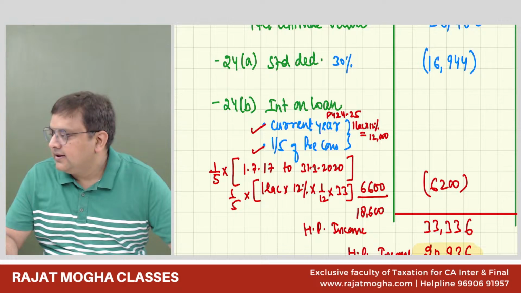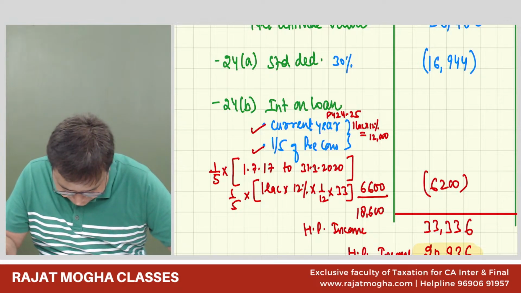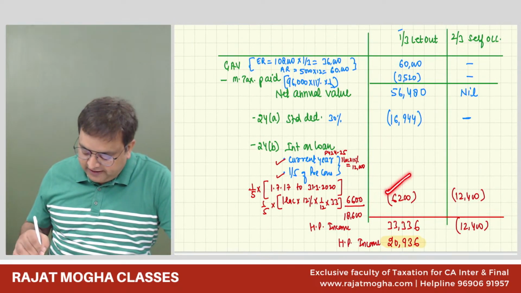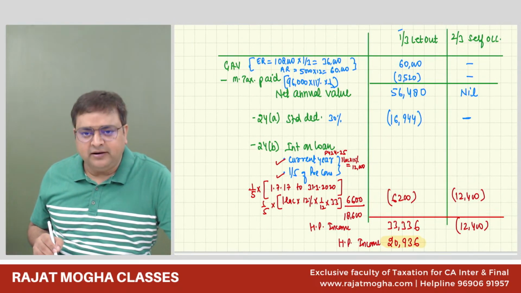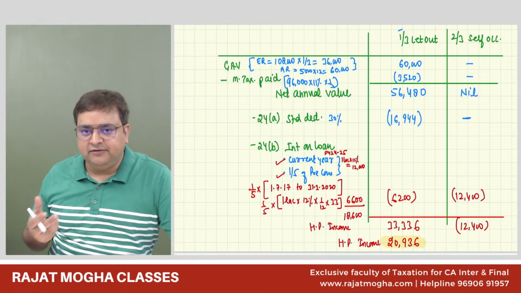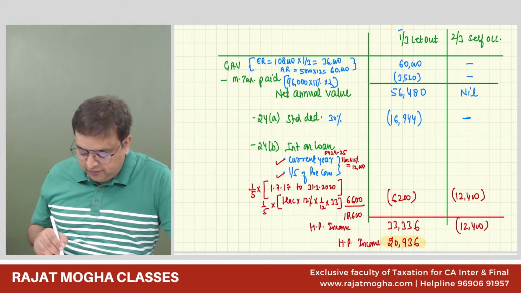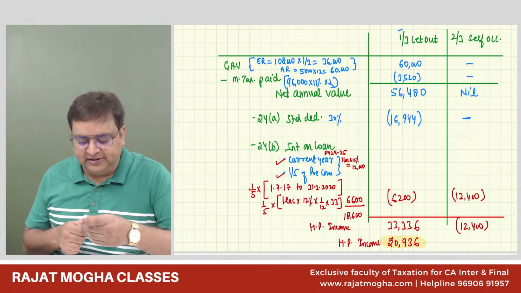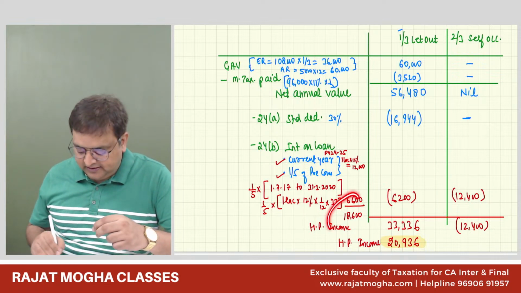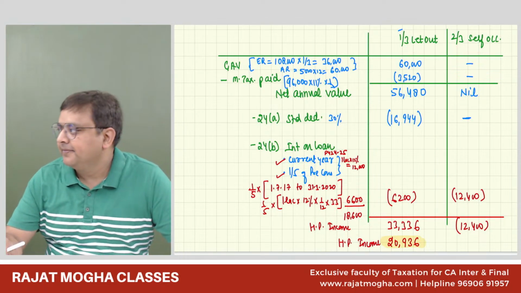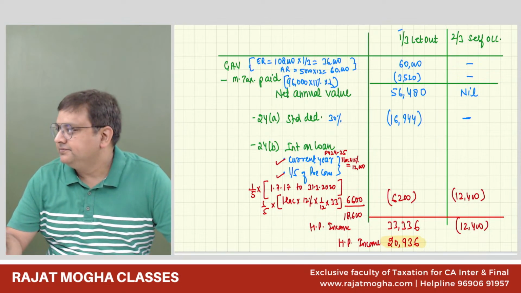I'm asking about let out and self-occupied property. For let out and self-occupied, it is better not to calculate separately for both, because your time will be consumed. First of all, calculate the entire interest, and then just do the split of 1/3 and 2/3 as the case may be. Yes, thank you, sir. No problem.